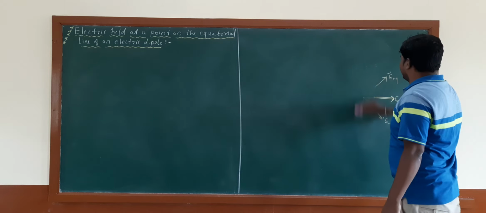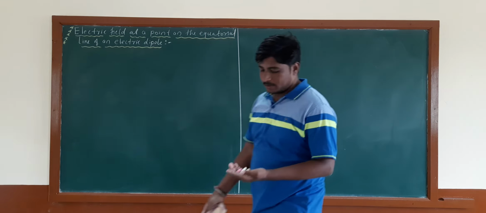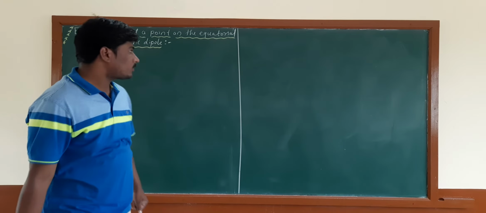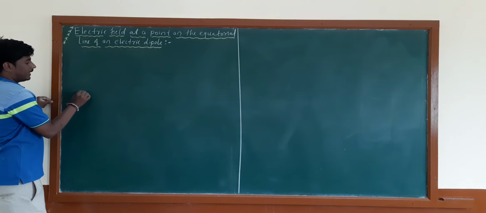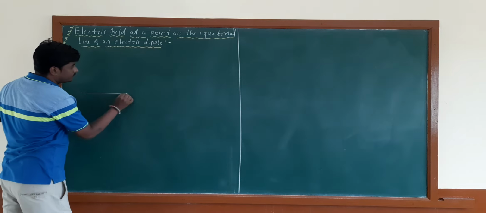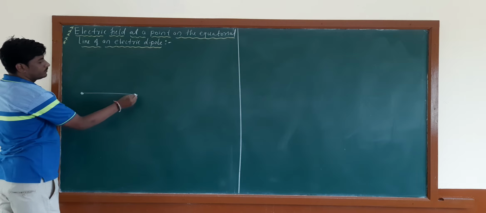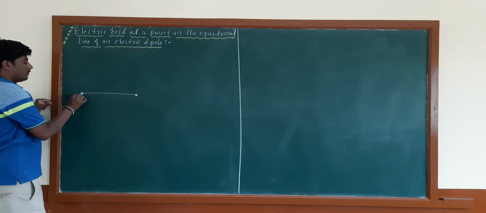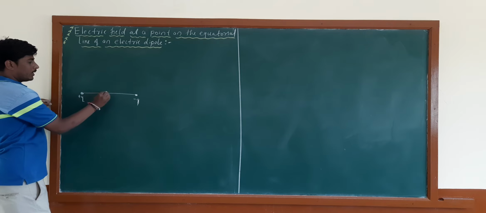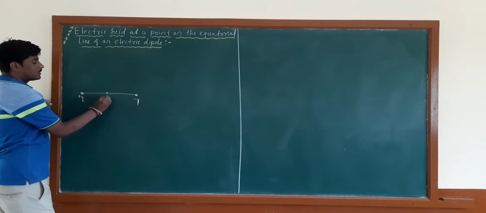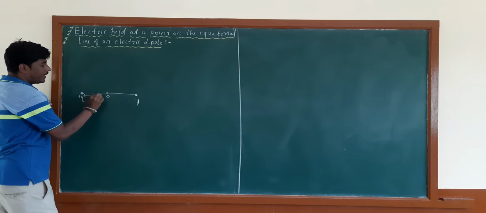So we will derive the expression here now. So say here there is one electric dipole. There is an electric dipole, plus Q and minus Q. Let O be the center of the dipole, of distance A.